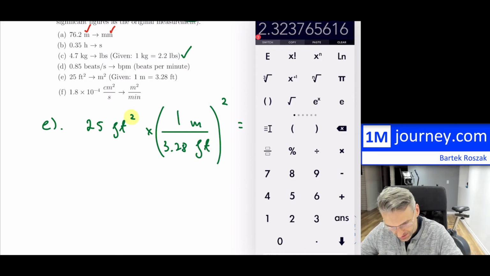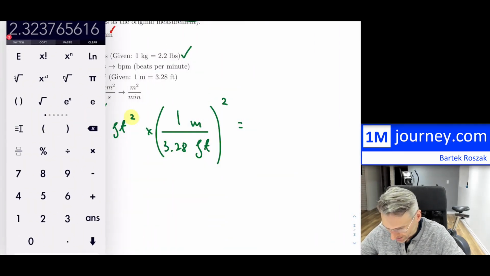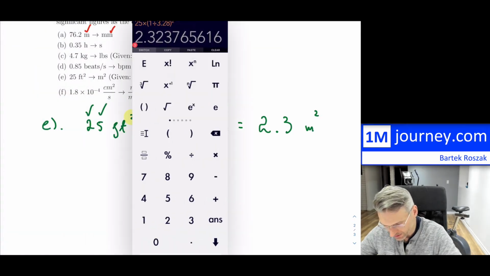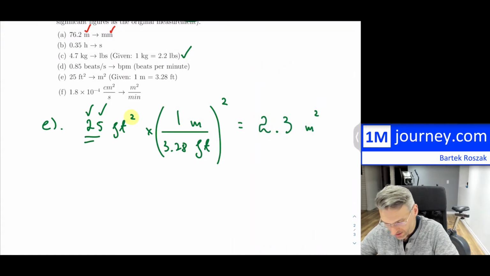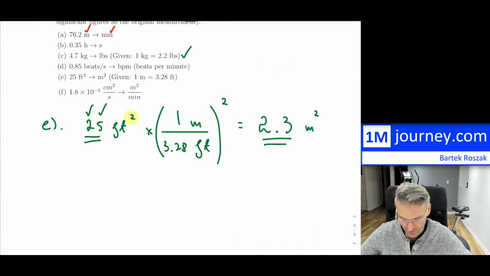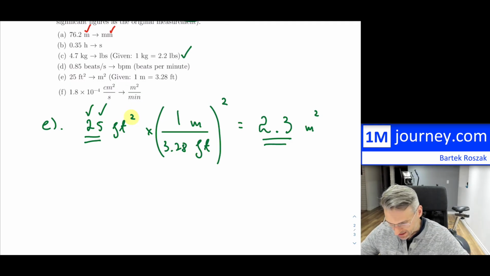So notice two significant figures right there. This forces you into those sig figs. So that's going to be 2.3. That's what we will have, and this is going to be meters squared. All right. So this is what you have. So notice 25 feet squared is only 2.3 meters squared. Now they're equivalent, right? But a meter is obviously a bigger unit here. All right, so that is E.